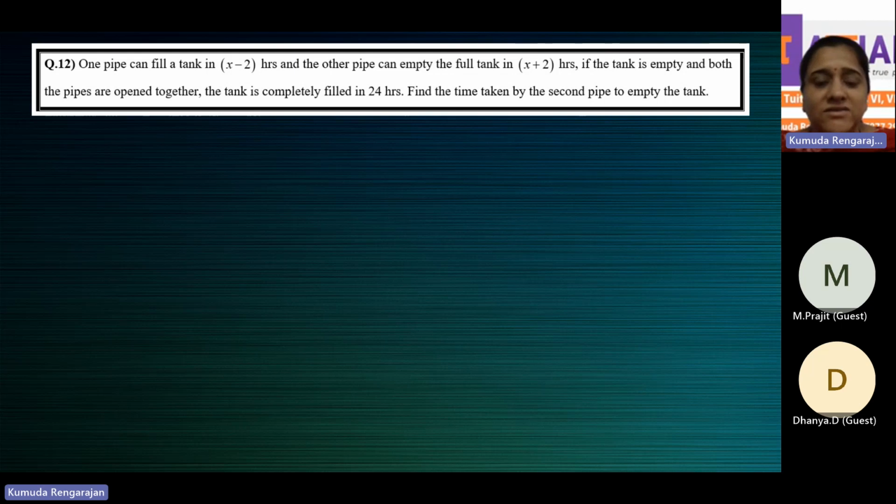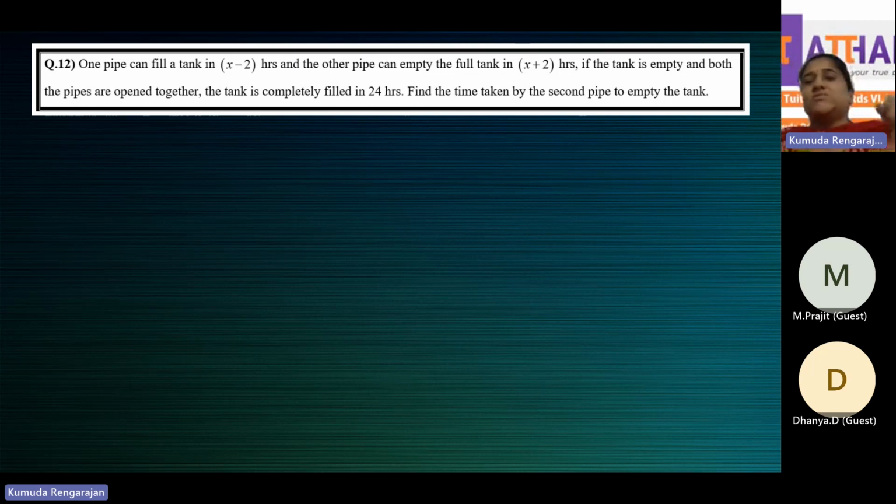Now the tank is empty. The filling pipe is trying to fill the tank, and the emptying pipe is trying to empty the tank. But who wins? The tank is completely filled in 24 hours. That means the filling pipe is working faster. That is, the water coming out of the filling pipe is more than the water going out of the emptying pipe. That's why it's getting filled.